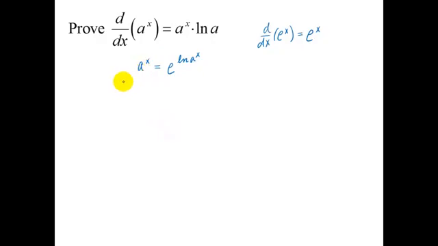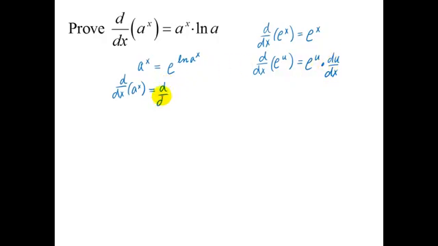So now I'm going to take the derivative of each side. The derivative with respect to x of a to the x, that's the one we don't know how to do, but we do know how to do the derivative of this side, because we know that the derivative of e to the x is e to the x. So the derivative with respect to x of e to some function u in terms of x is going to be e to the u times du dx, because we have to implement the chain rule. All right, so this is the idea we're going to use to do this side.